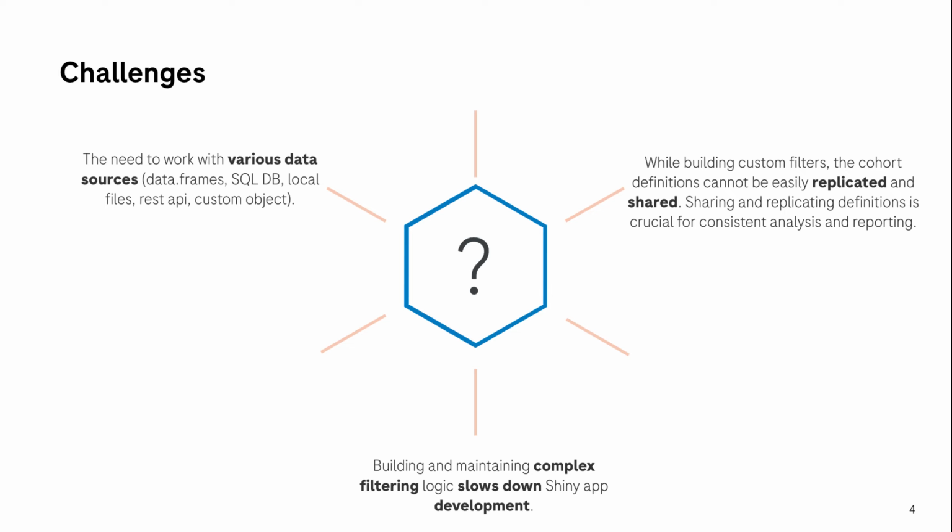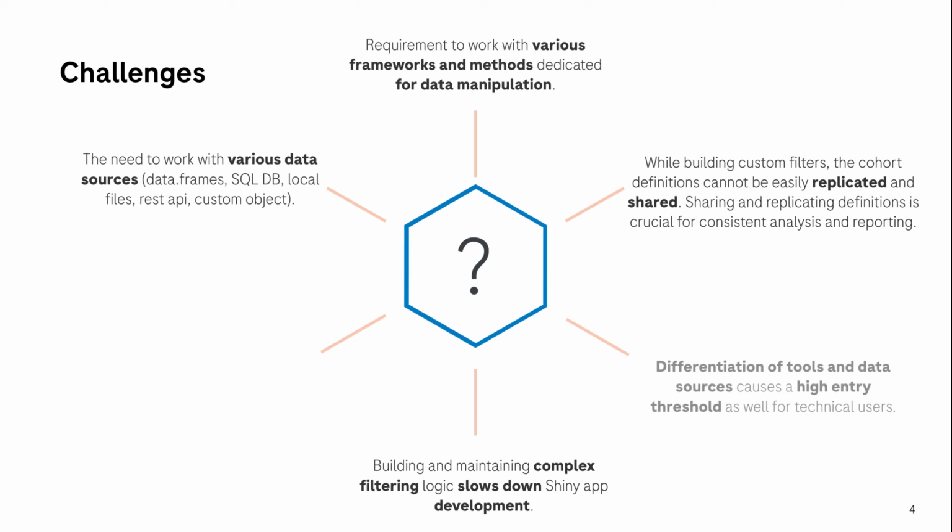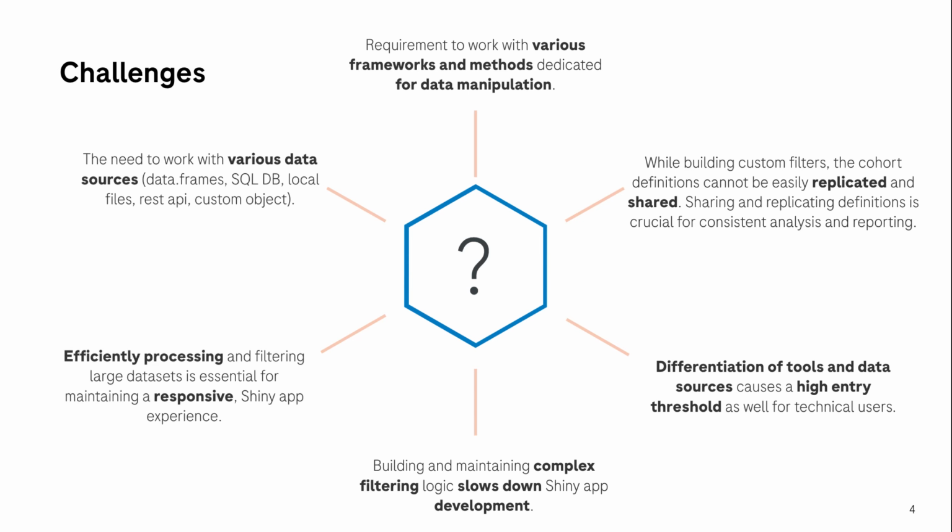Any existing package that showed up, like Shiny Meta, didn't cover our needs. It was required to work with various frameworks, and it was stopping us from focusing on delivering real business value. Many times the entry threshold was really high, even for technical users. And the efficiency of processing and building responsive Shiny apps, especially with complex logic, was always a challenge. Many of you have seen how reactivity can slow down and complicate the filtering logic in Shiny.